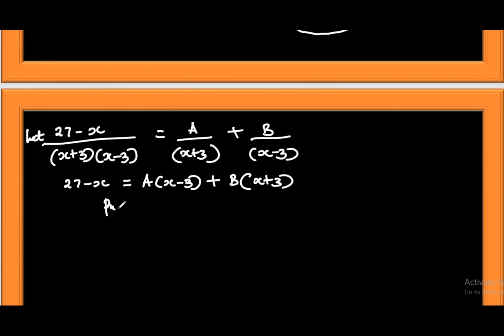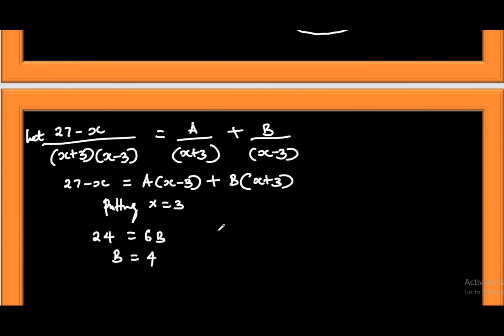And then when you do so, definitely we realize that one of the values will be 3. When you put 3 on the left-hand side, you will have 24. On the right-hand side, you will have 6b. That means the value of b in this case becomes 24 divided by 6, and 24 divided by 6 is going to be 4.